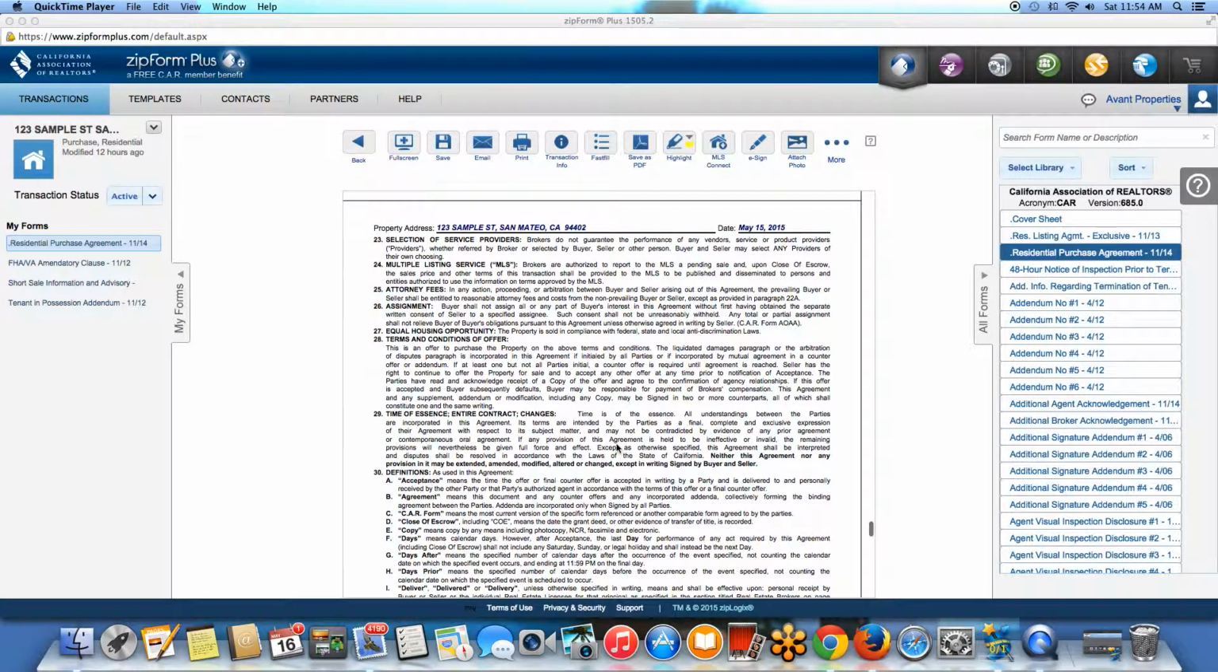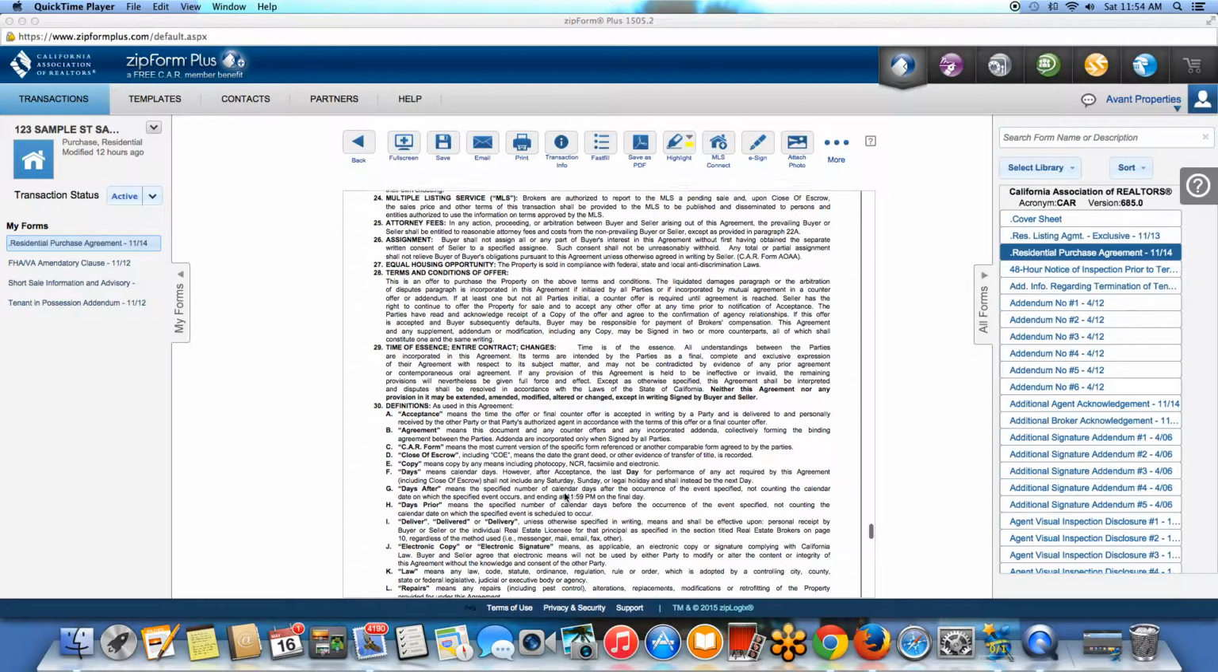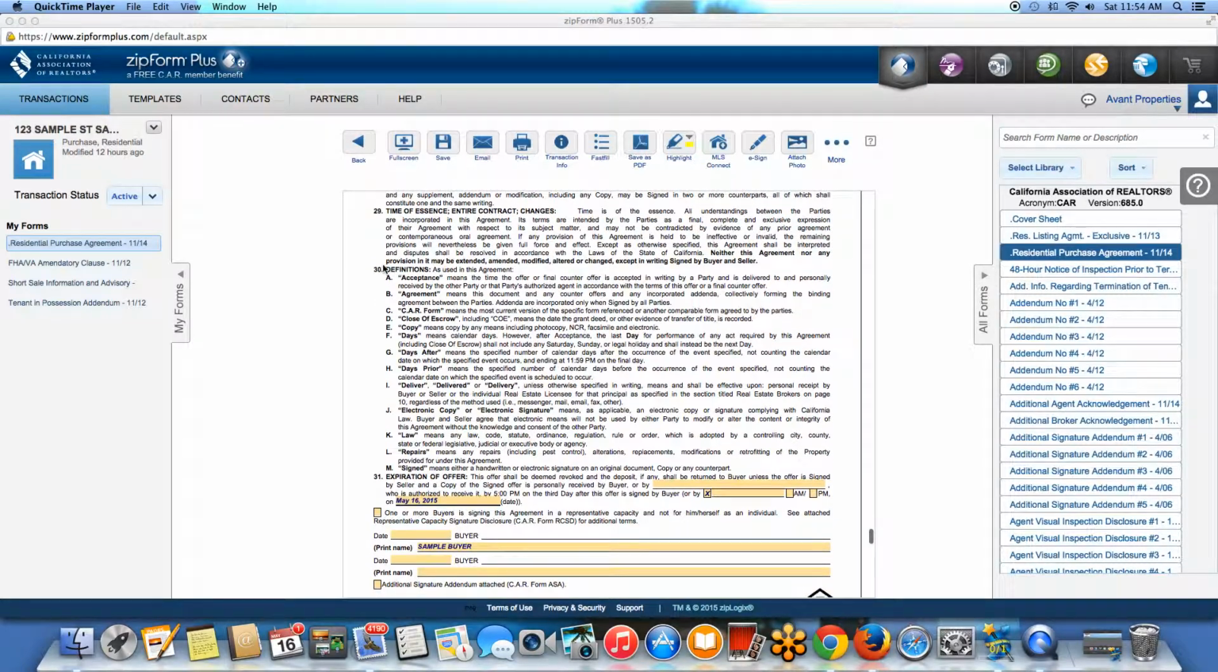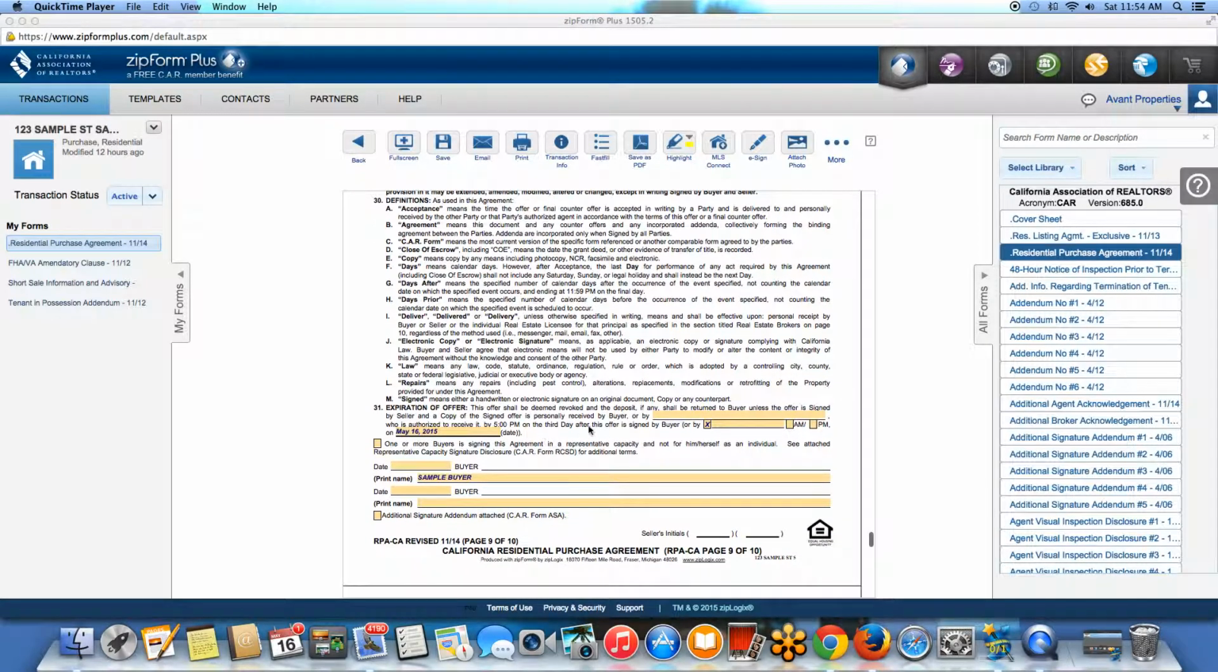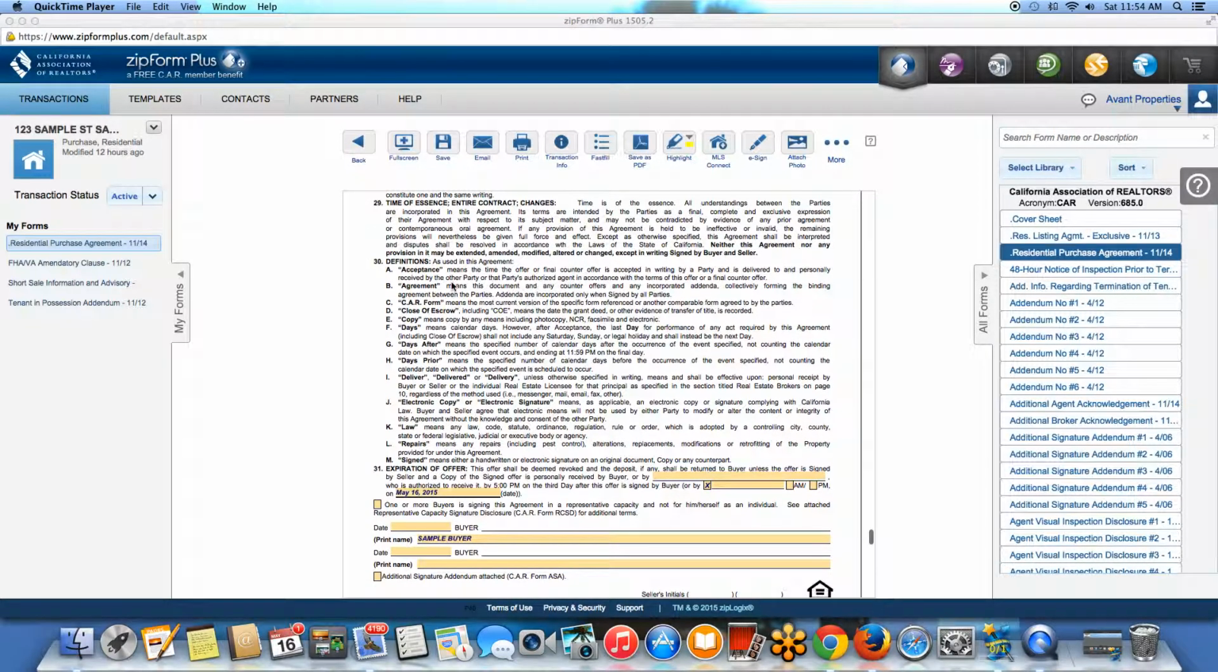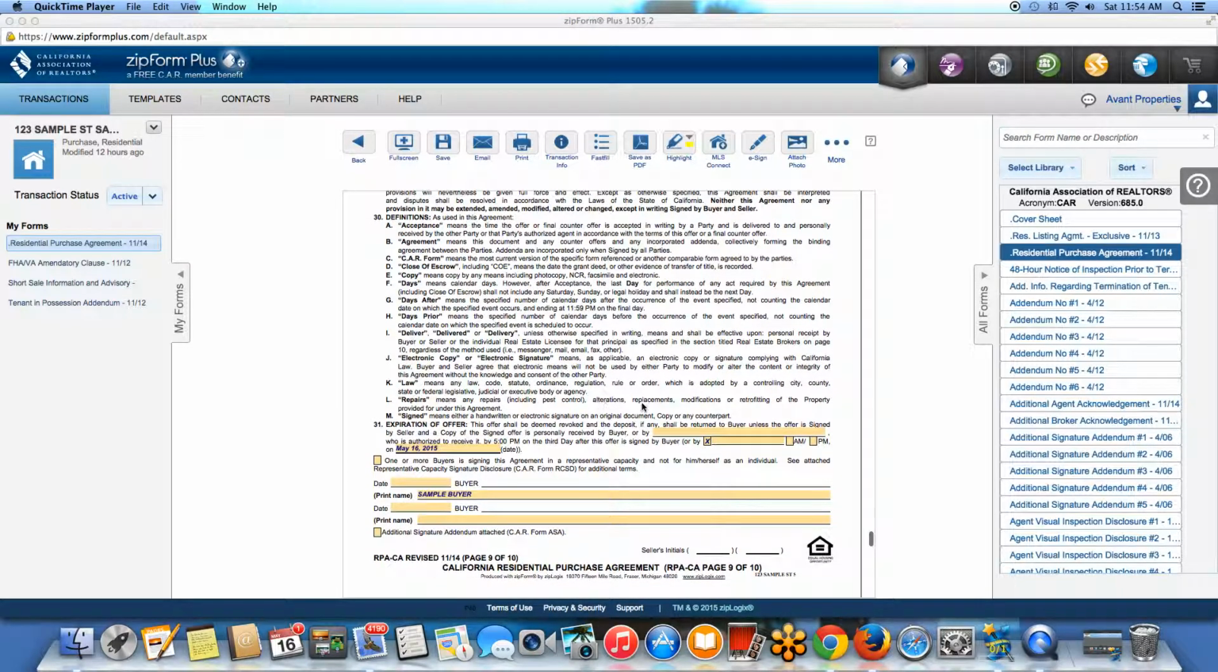So moving forward, we are on page 9, and once again you can see there are a lot of explanations and definitions of terminology that the buyer can read over to educate themselves. And down here, paragraph 31 is the expiration of offer.